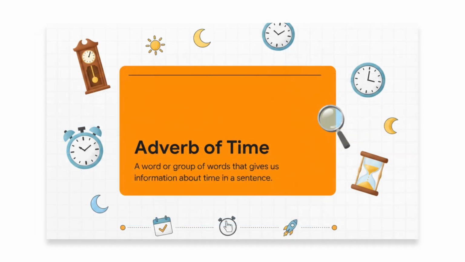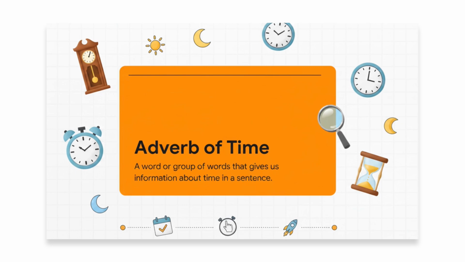All right, first things first. Section 1. Let's get right down to the basics. What exactly are adverbs of time? It's actually pretty simple. An adverb of time is just a word, or sometimes a few words together, that tells us something about, well, time. That's their entire job in a sentence, to make it clear when something is happening.